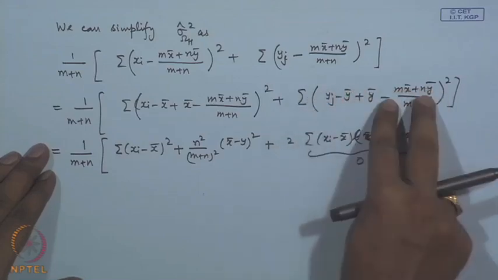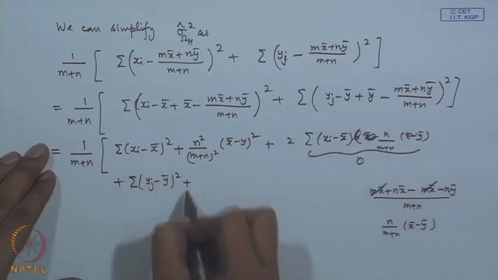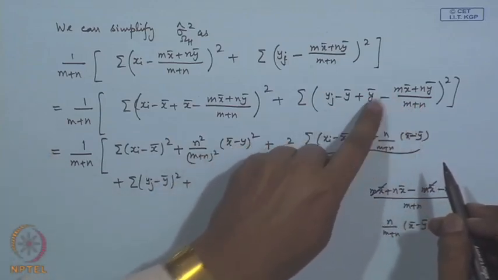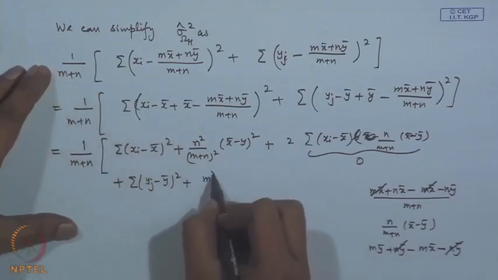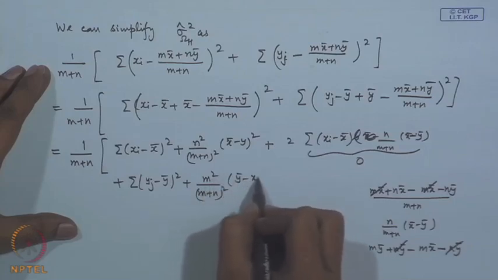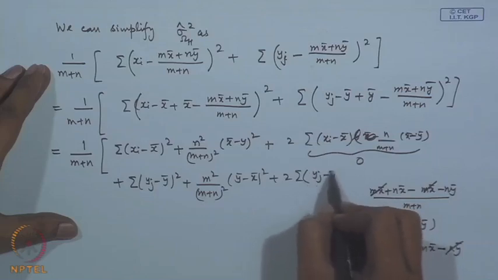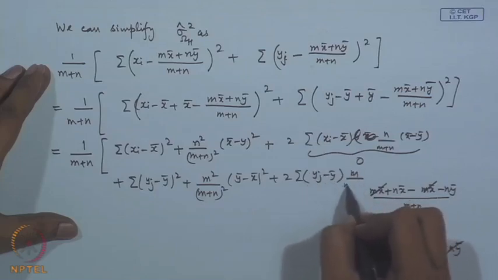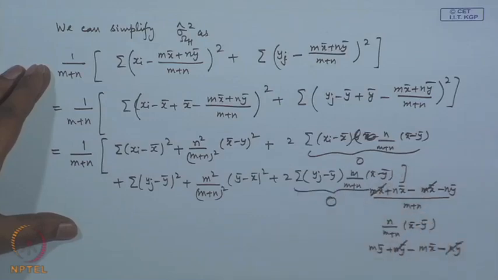Similarly, I expand the second term. If I expand the second term, I will get sigma (y j minus y bar) square plus, now if I look at this second term, I can write m y bar plus n y bar minus m x bar minus n y bar. So, this gets cancelled out. So, this becomes m square divided by (m plus n) whole square times (y bar minus x bar) whole square, and once again this cross product term, sigma (y j minus y bar) into m by (m plus n) times (x bar minus y bar), gets cancelled out.